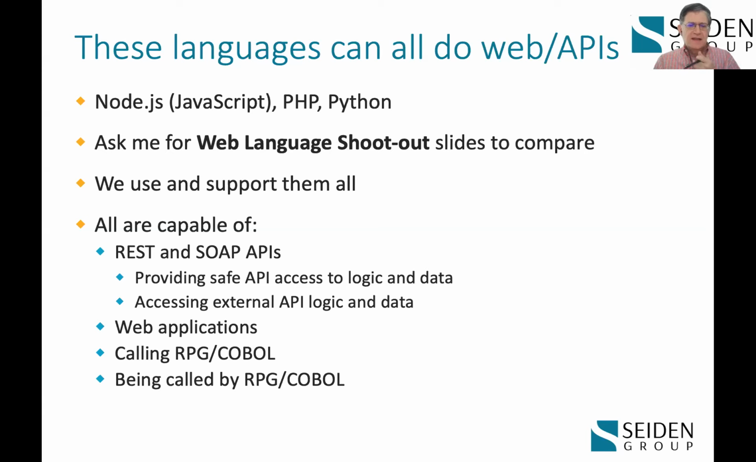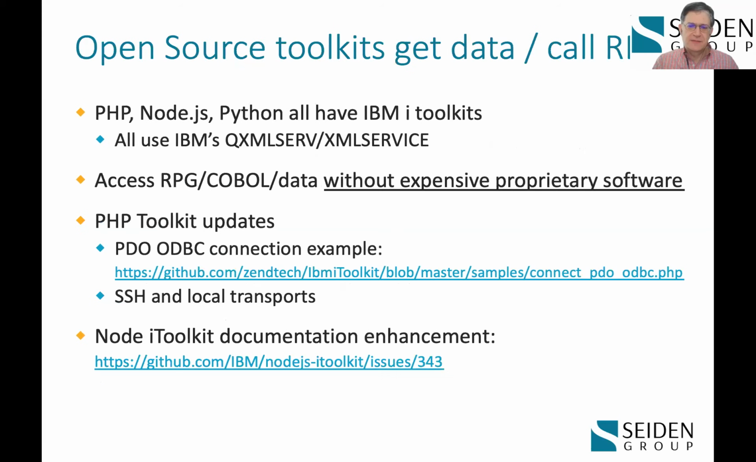They all can do APIs, REST and SOAP APIs, safe, secure access. They can all create web applications. They can all call RPG and COBOL. There are toolkits with every one of them. And they can also be called by RPG and COBOL as well. So they're very, very versatile. There are obviously differences, and again, ask for my slides if you want what I believe are the differences in uses, but they all can kind of do similar things, basically.